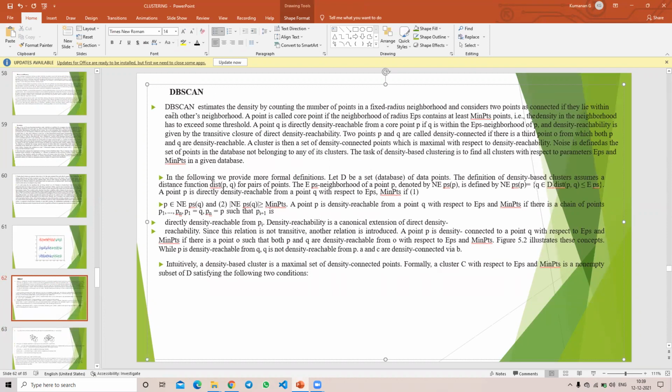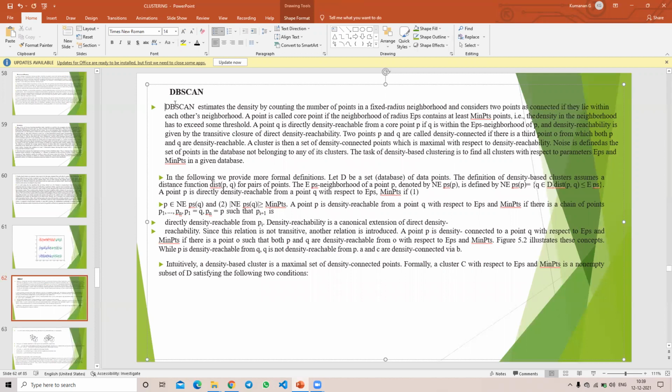DBSCAN, which means density-based scanning algorithm, everyone knows. DBSCAN estimates the density by counting the number of points in a fixed radius neighborhood and considers 2 points as connected if they lie within each other's neighborhood. A point is called a core point if the neighborhood of the radius EPS contains at least MinPts, that is, the density in the neighborhood has to exceed some threshold.